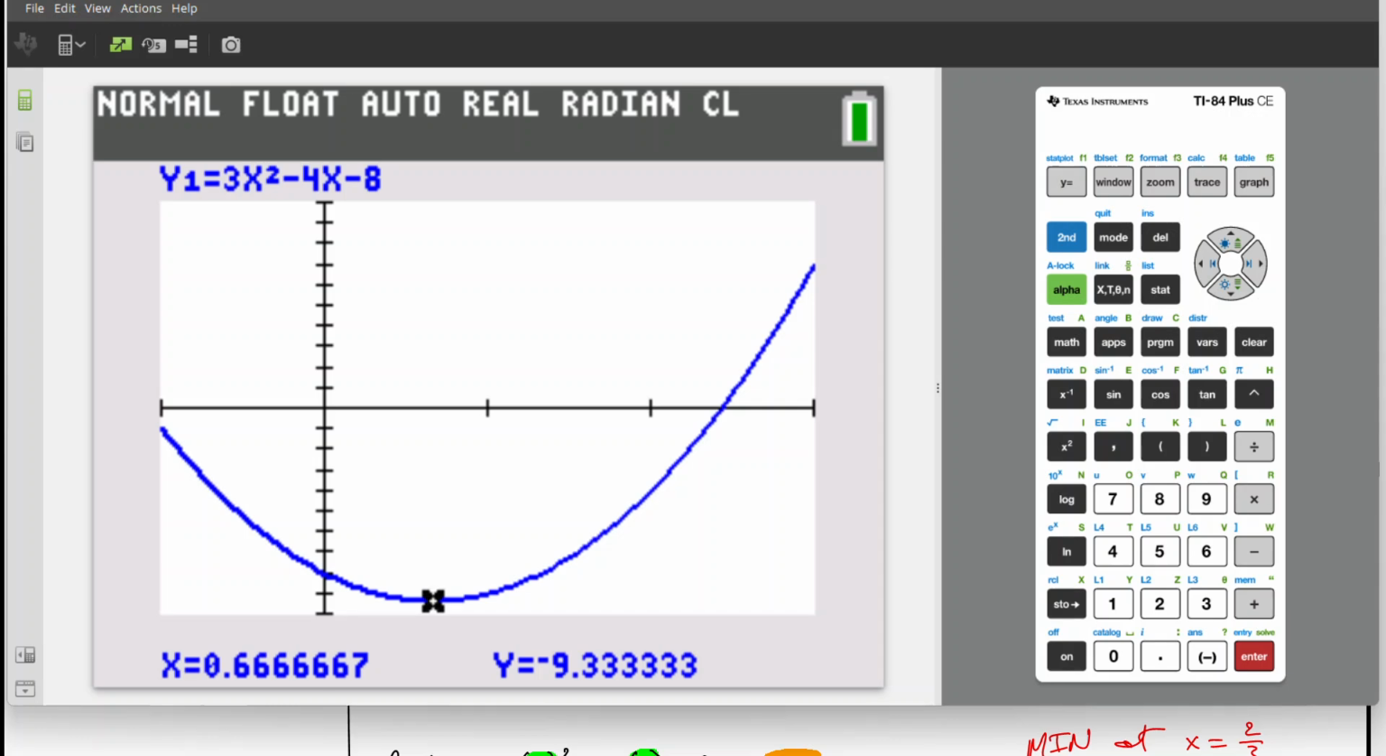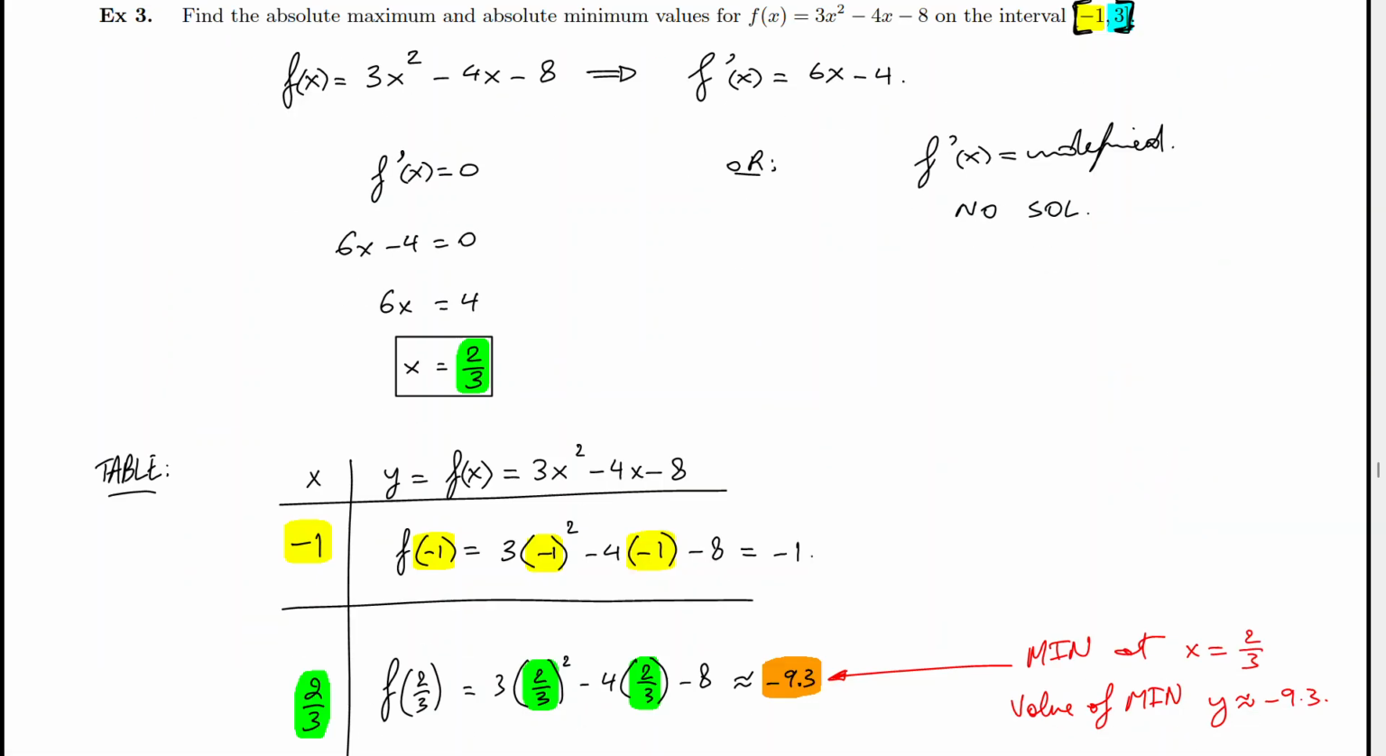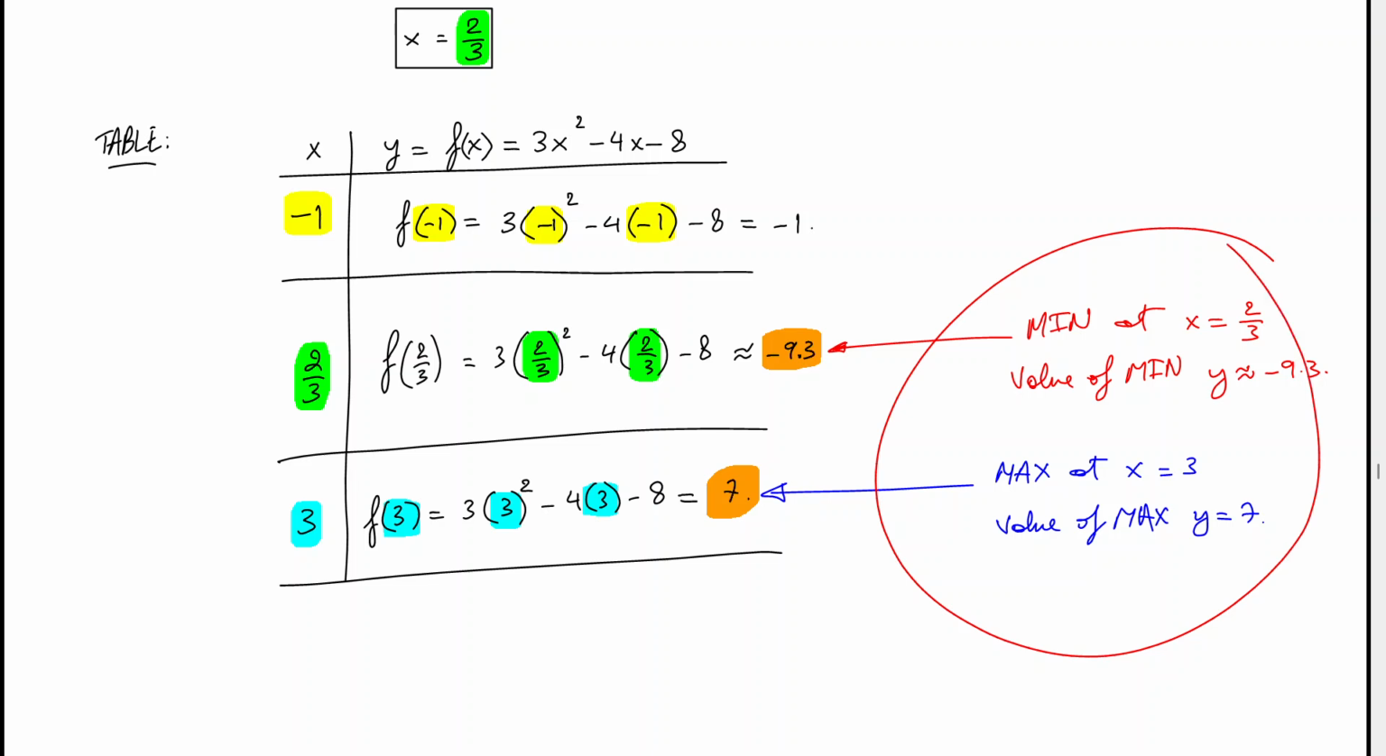And the y-coordinate is -9.3333 forever. So again, we can confirm that our minimum is in fact the right minimum. It is the lowest place on the graph. It's in fact the absolute minimum, and the other guy was the absolute maximum. So the calculator is agreeing with us. That gives us really good confirmation that what we decided here was actually in fact true.